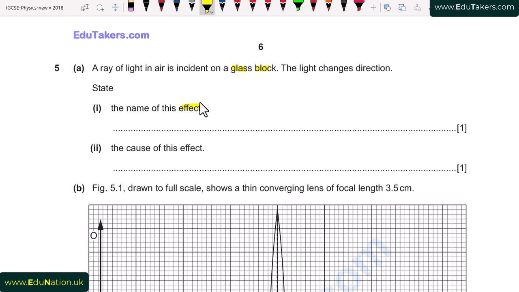So first of all, a ray of light is in air and then it is incident on the glass block. If I consider that it's a glass block and a ray of light is incident on this block, and then I draw a normal here. When this ray comes inside of this glass block, it will bend towards the normal, just like this. So it changes its direction, and this phenomenon is called refraction. So the light changes direction because of refraction. I write here.